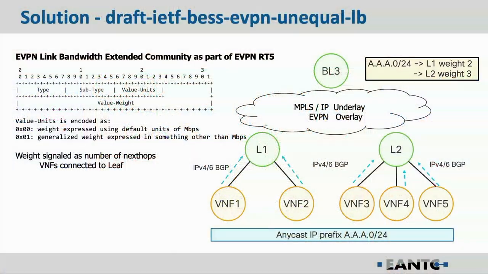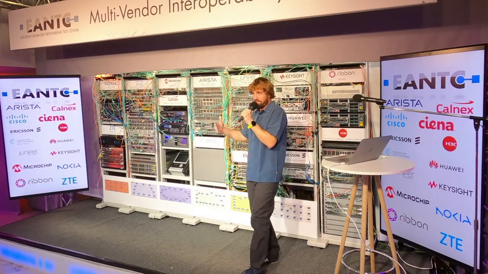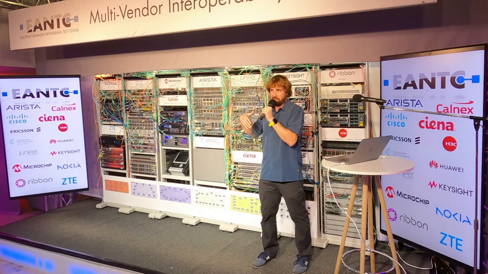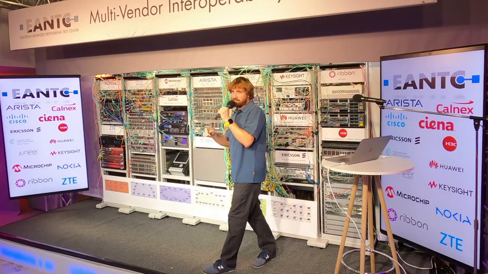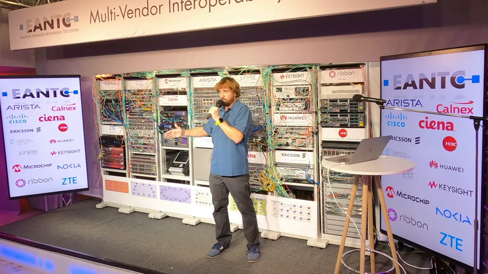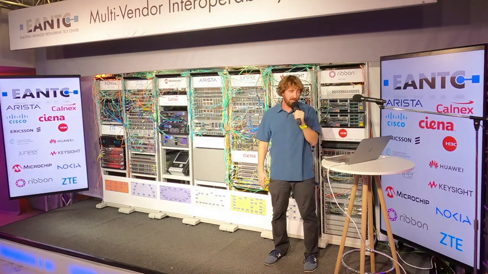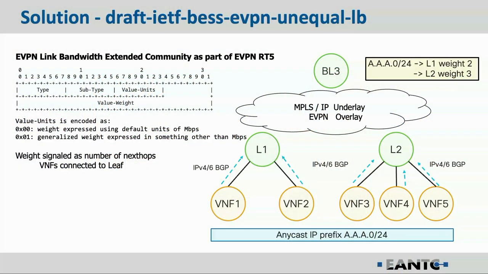In this case, we are defining the weight as the number of next hops, which means the number of VNFs. So what we will do in this case, for example, this prefix AA/24, which is advertised by all five VNFs over an EBGP session to the particular leaves, L1 will advertise this prefix with the weight 2, and leaf 2 will advertise it with the weight 3. So then on the remote node, you will see that the remote node sees this weight and based on this should do proper load balancing. So basically the remote node here in this case, border leaf 3, will see the AA/24 over L1 with the weight 2 and then with the weight 3 over leaf 2.